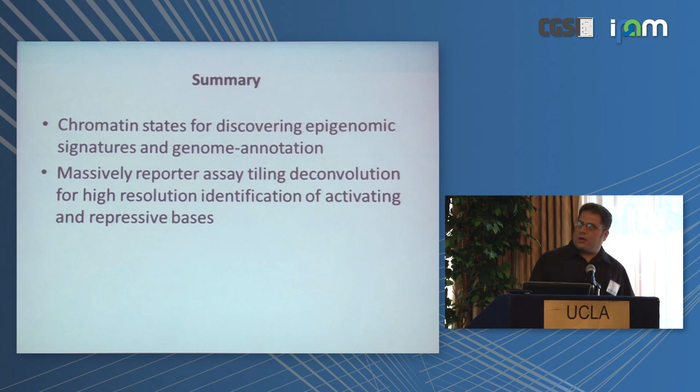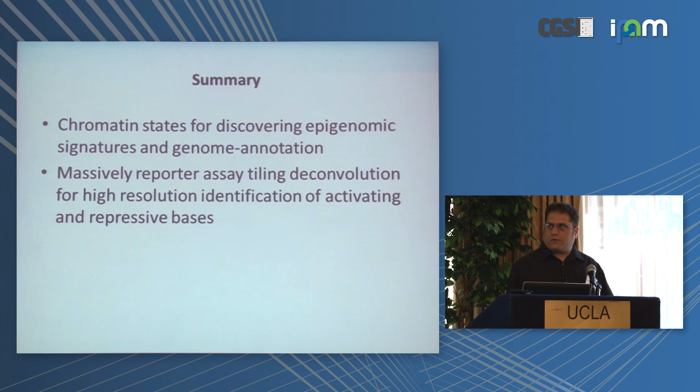So just to summarize, I showed you a chromatin state approach for discovering epigenomic signatures that can be used for cell type specific gene annotations. And then a massively parallel reporter assay, which allows us to dissect these regions and identify at a high resolution where the activating and repressive sites are sitting.